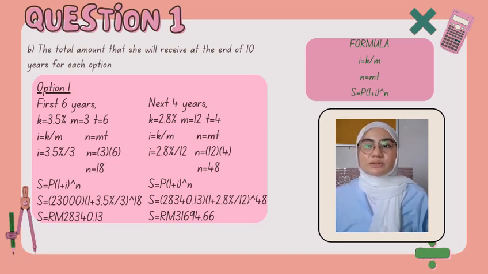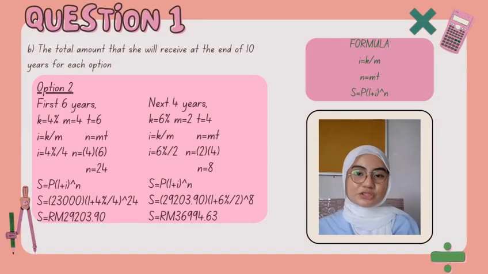So S equal to 2 at 340.13 bracket 1 plus 2.8% per 12 power of 48. So the answer is going to be S equal to RM 31694.66. So next for option 2.